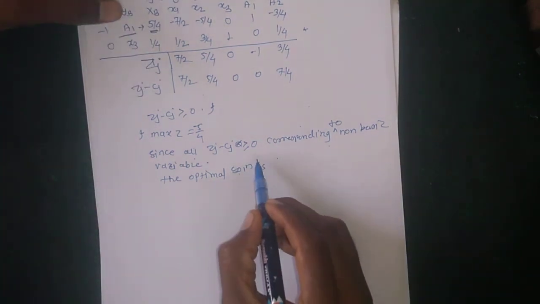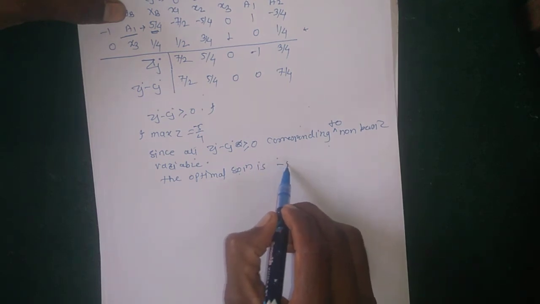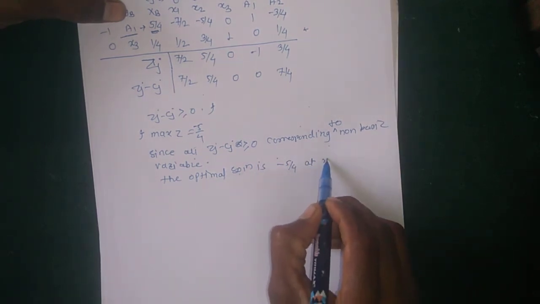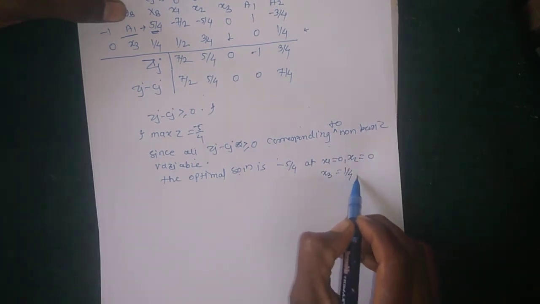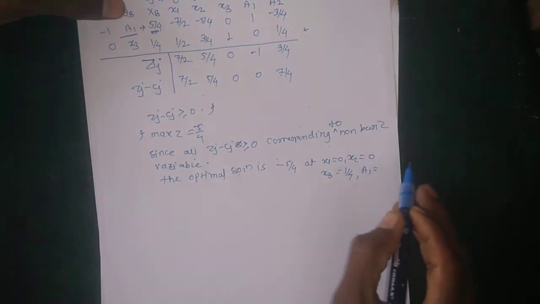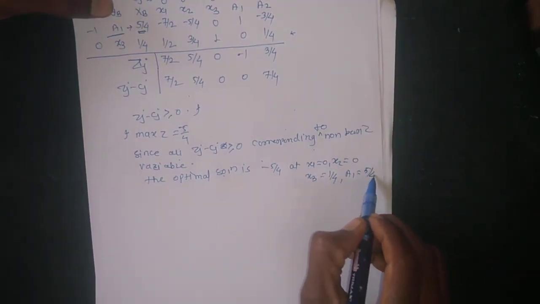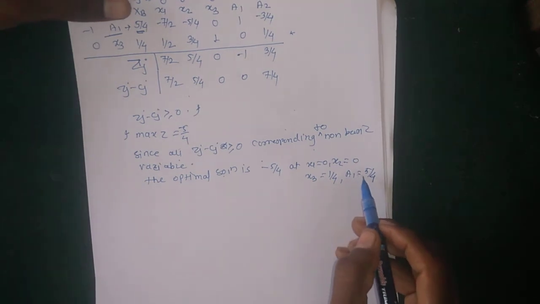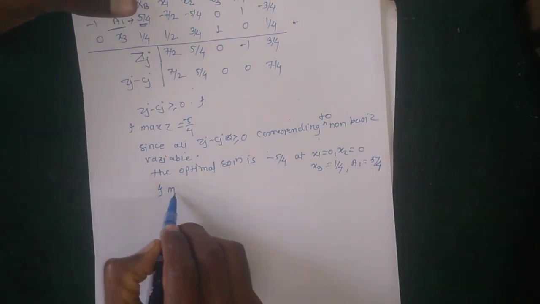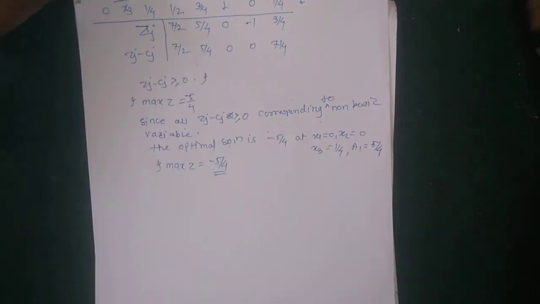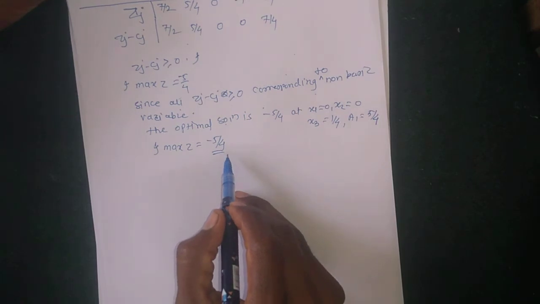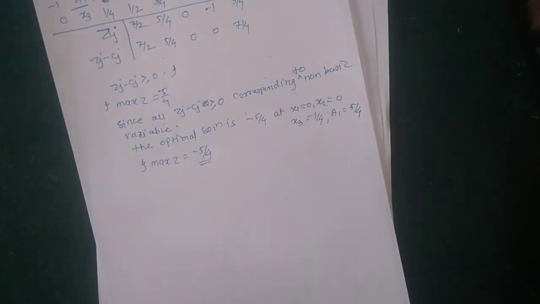Therefore, the optimal solution is what? The optimal solution is minus 5 by 4, and at what values? At x1 is equal to 0, x2 is equal to 0, and x3 is equal to 1 by 4, and A1 is equal to 5 by 4, and maximum Z is equal to minus 5 by 4. This is the solution for the phase 1 method.